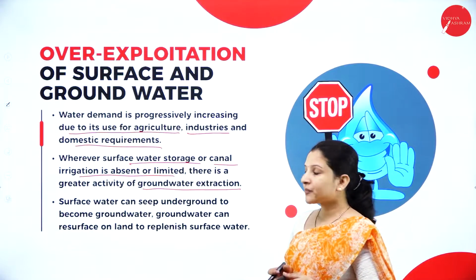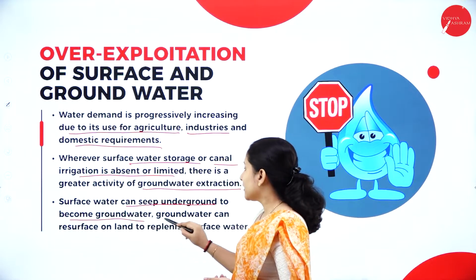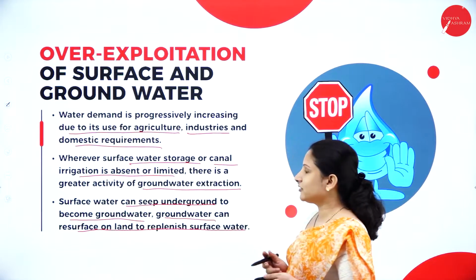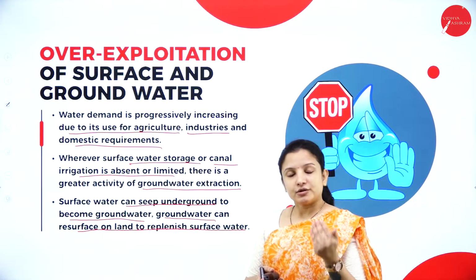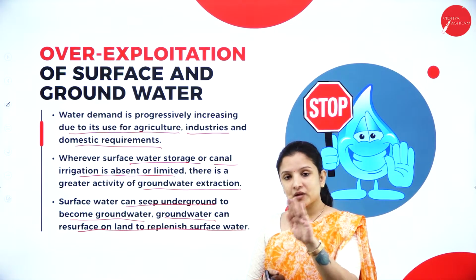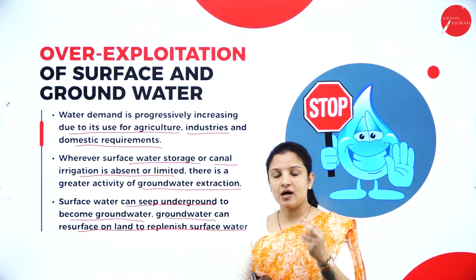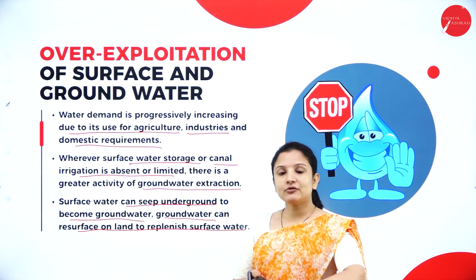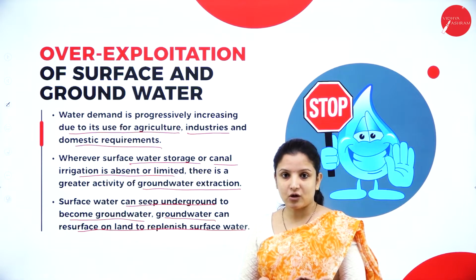So surface water can seep underground and it becomes groundwater. Groundwater can resurface on land to replenish surface water. So what are surface water and groundwater? Surface water is nothing but the water that is present on the surface of the land, that is lakes, rivers, etc. But this surface water can enter through the soil, enter into the ground, and get converted into groundwater.